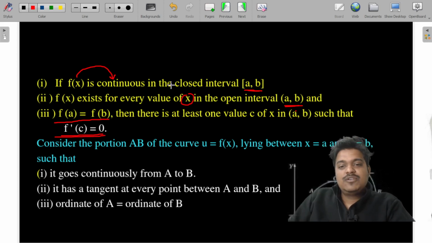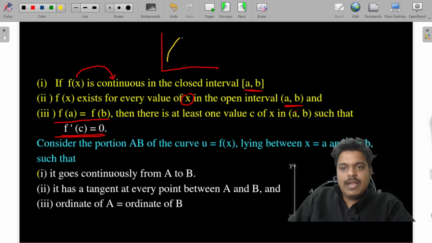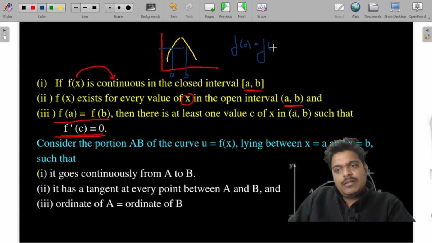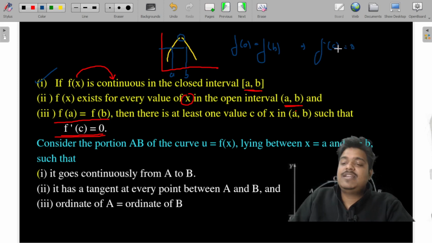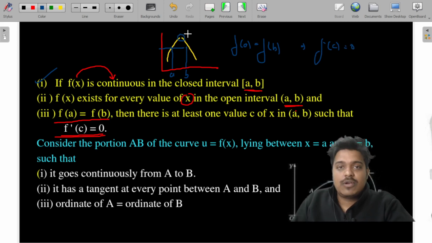I'll tell you why these first two statements are important. Suppose you try to draw a graph. The graph goes like this and it comes back like this. Now this is your point A and this is your point B. You know, f of A is equal to f of B, that is the third condition is satisfied, but the first condition is not satisfied because it is not continuous here. So in this case there is no point c such that f dash c is equal to 0, because c is not even defined for the function. So that is why the function has to be continuous.